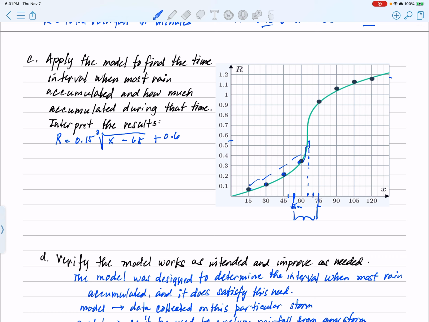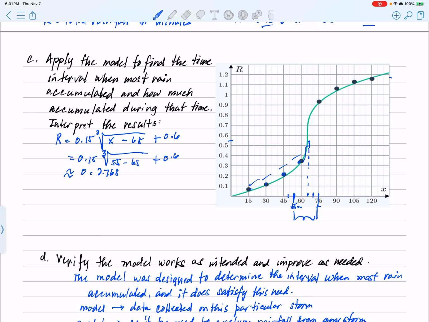So that would become 0.15 cube root of x, which would be 55 minus 65, plus 0.6. Then computing, it's approximately 0.2768. Just use the calculator to find the cube root of 55 minus 65. That's negative 10.